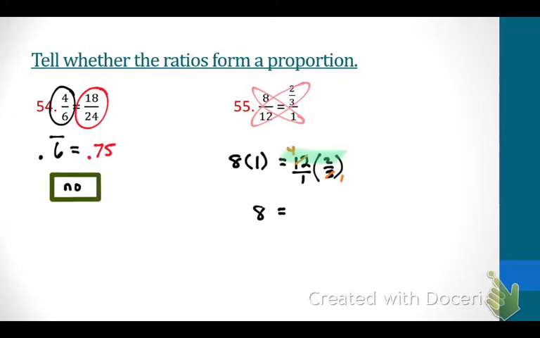Okay, very good. Remember, you're just multiplying across the numerator. 4 times 2 is 8. Class, does 8 equal 8? Yes, because it does. This means, yes, they do form a proportion.